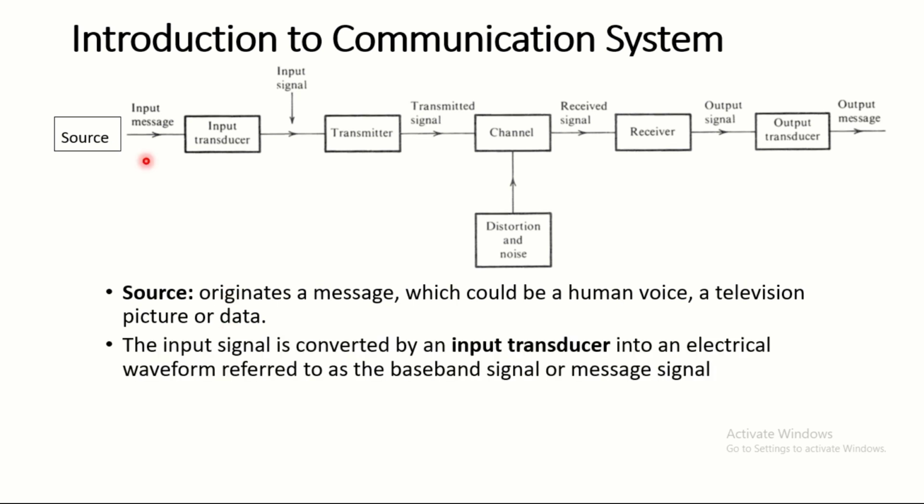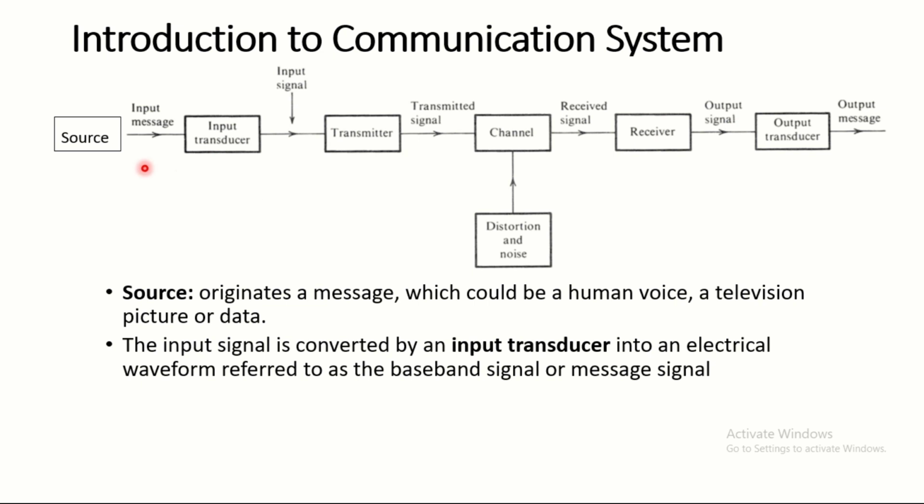Okay, so now this input transducer is used to convert the input message signal to an input signal, where the input signal is now transmittable over this communication system. For example, if the input message signal is generated by a human, which is the speech signal, then this speech signal cannot directly be transmitted over this communication system. So it first needs to be converted to an electrical waveform. This input transducer converts this speech signal to an appropriate electrical waveform, and that electrical waveform is called the input signal. Now that electrical waveform can be transmitted over this system.